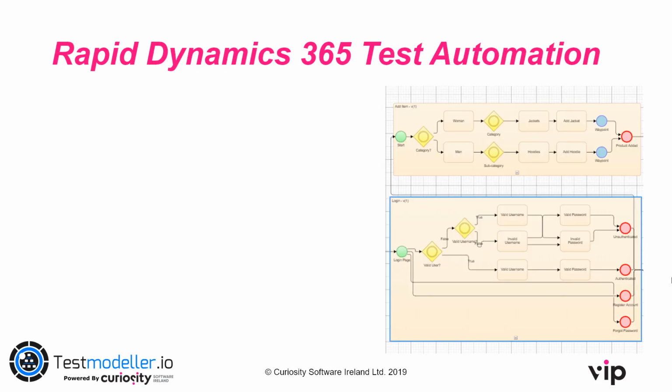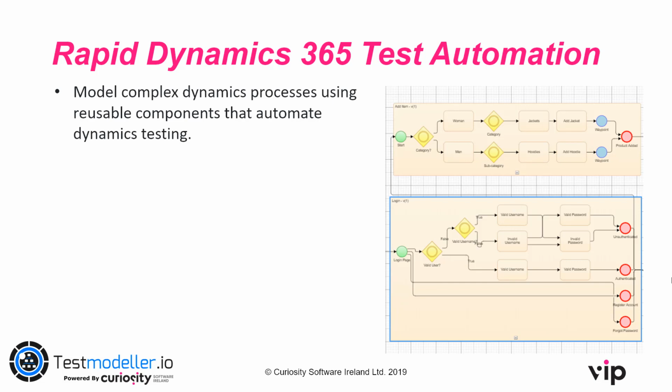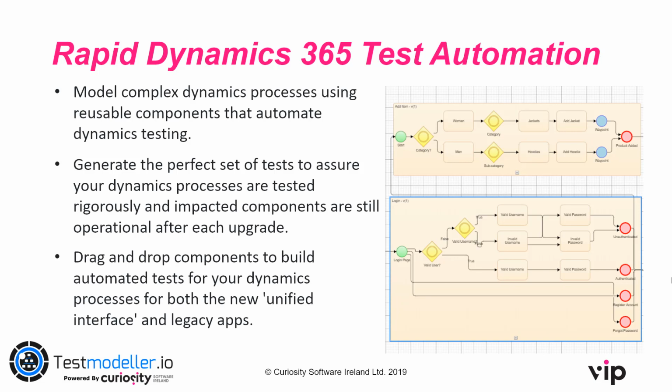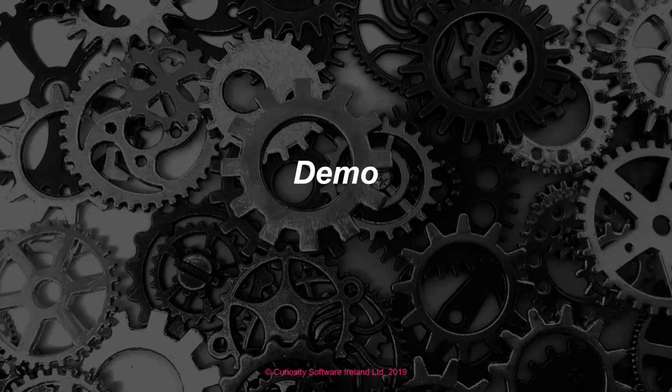In this demo, we'll be looking at a way to rapidly test Dynamics 365 applications using test automation. We're going to be modeling complex Dynamics processes using reusable components that can automate Dynamics testing. We're going to be generating the perfect set of tests to assure your Dynamics processes are tested rigorously and impacted components are still operational after each upgrade. We'll be using drag and drop components to build automated tests for your Dynamics processes for both the new unified interface and also legacy applications. So let's jump in and take a look.